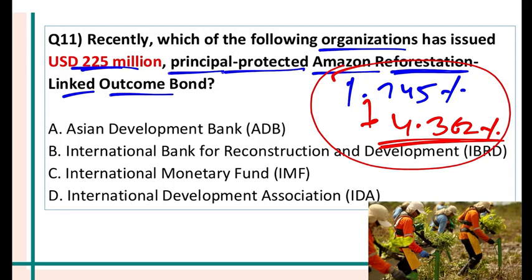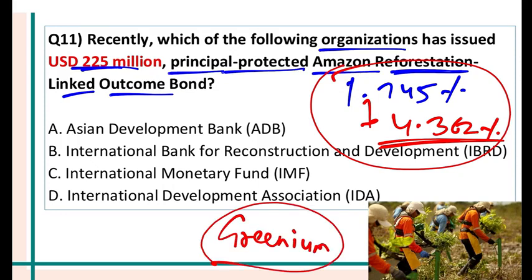But then there is a word called greenium. So companies and individuals are willing to take less interest if it helps the environment. This is a noble initiative. So who has issued it? IBRD, International Bank for Reconstruction and Development, which is a part of the World Bank Group. It is the lending arm of the World Bank. It has issued 225 million US dollars worth of Amazon reforestation linked outcome bonds.